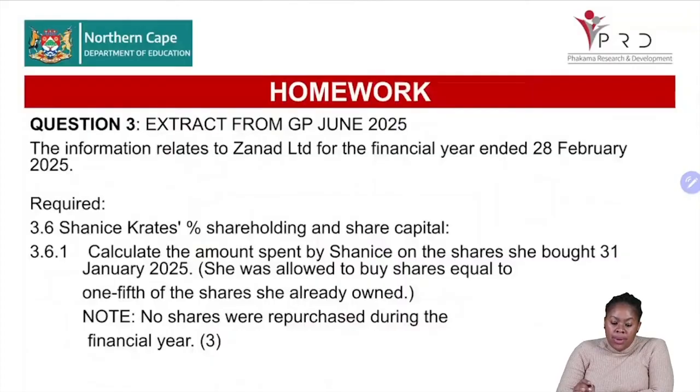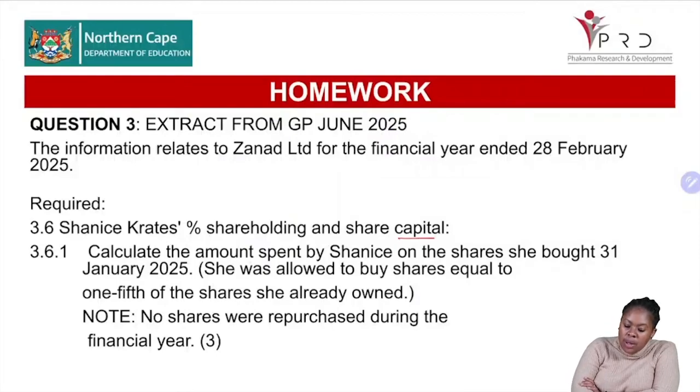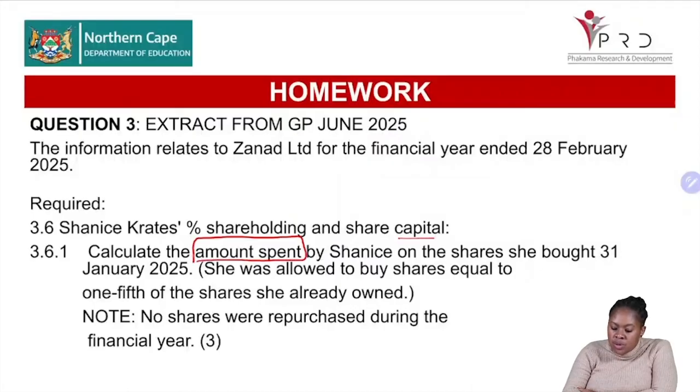Your homework is as follows. It says that Janice creates a percentage shareholder and the share capital over here. It says calculate the amount spent by Shanice. What are we looking for? The amount spent by Shanice. On the shares bought 31 January 2025, she was allowed to buy shares equal to 1/5 of the shares she already owned. And then no shares were repurchased during the financial year, out of 3 marks. That is your homework.